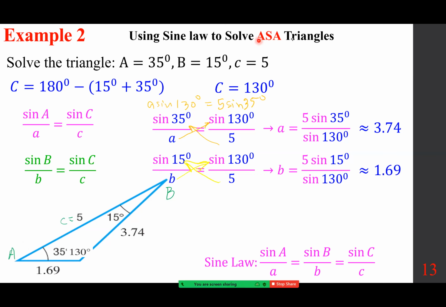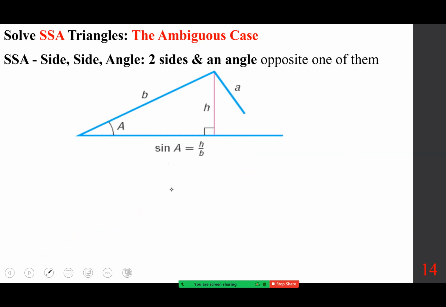It was ASA, angle, side, angle. So in this case, let's look at SSA, which is called the ambiguous case, where we have two sides and one angle, but the angle is opposite one of them. So in this case, we have A and B, and we have this angle which is opposite A.